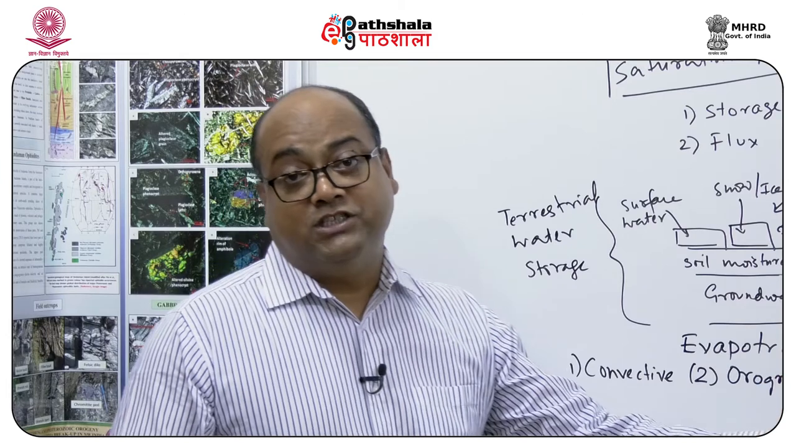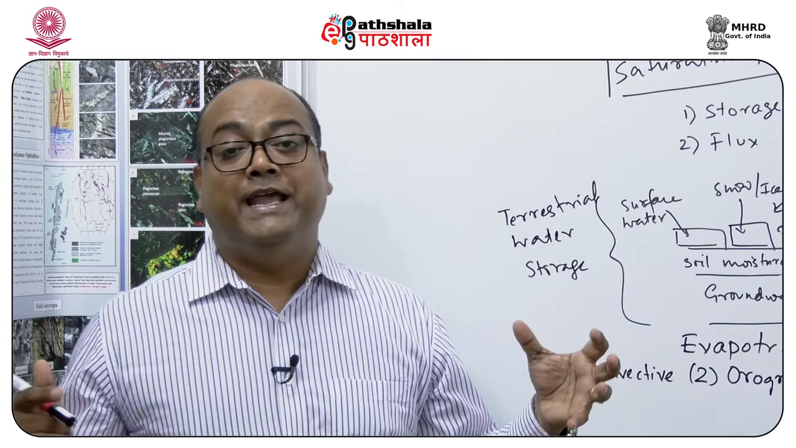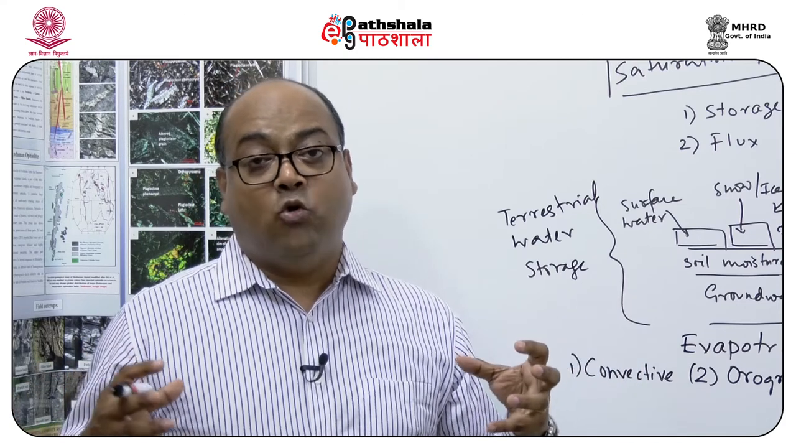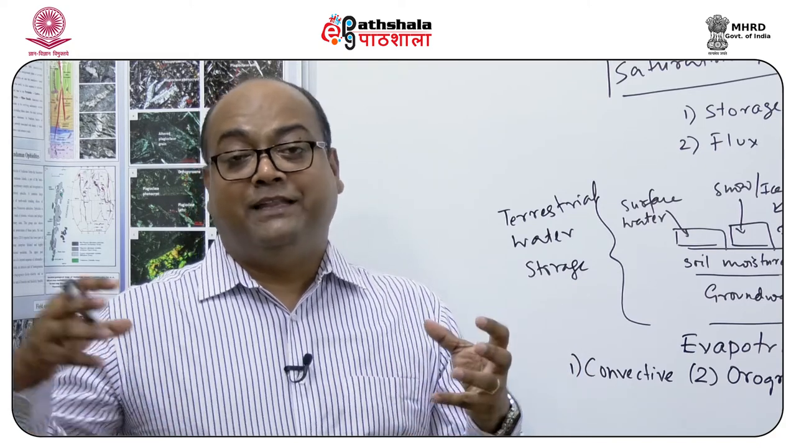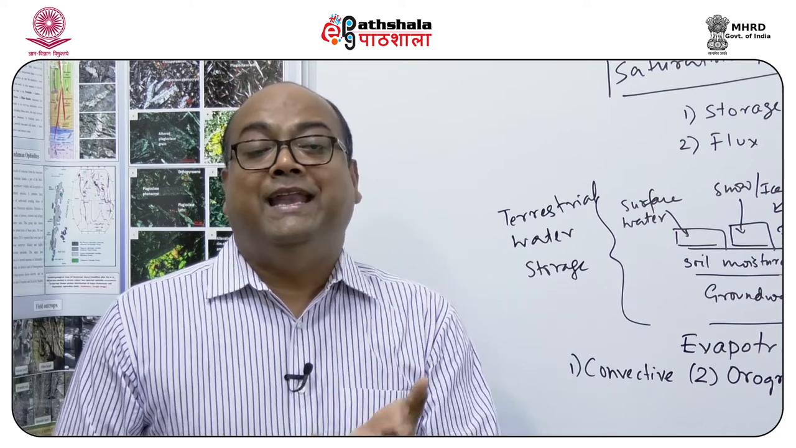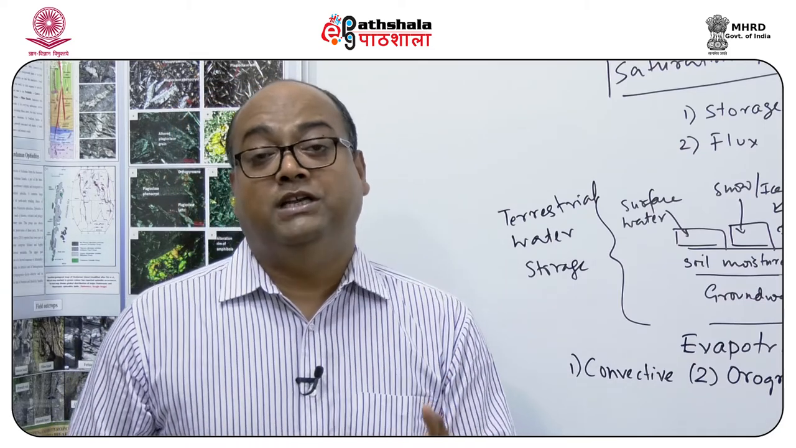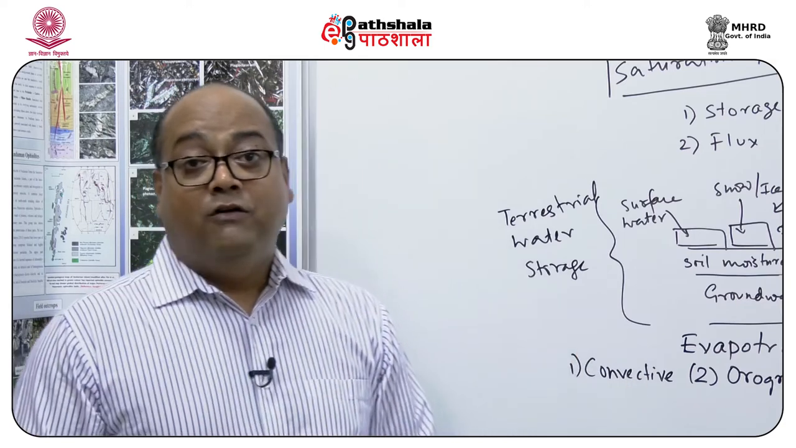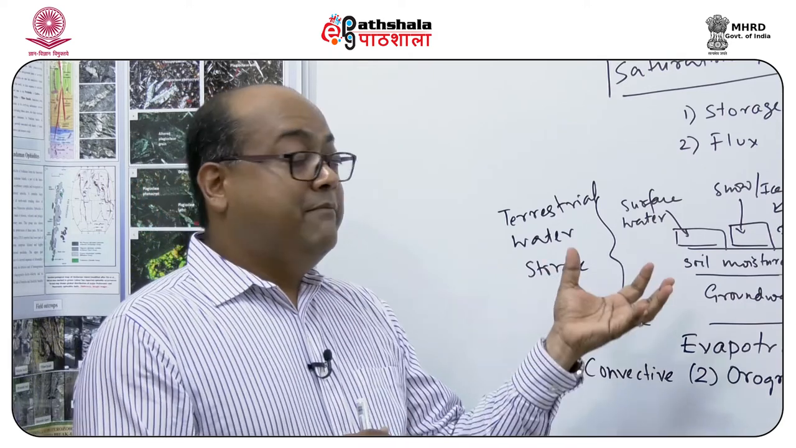The third type, known as frontal precipitation, occurs when two different air masses, one very warm and light, another very cold and dry, meet each other. The colder air, which is denser, slides underneath the warmer air and pushes it up, so the warmer air, which has more moisture, is forced to rise, and condensation starts to occur.